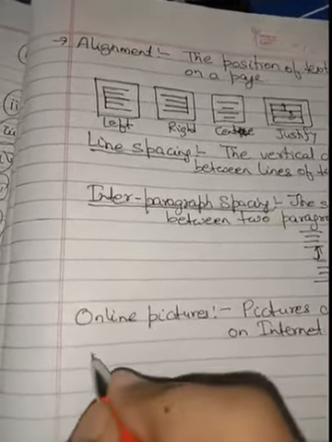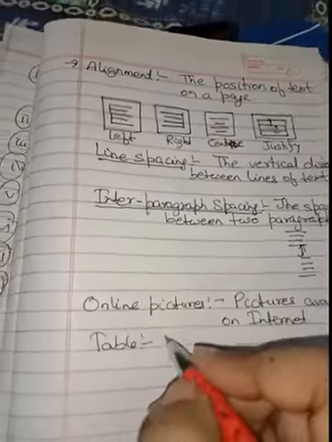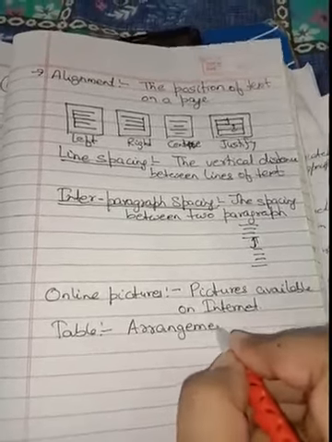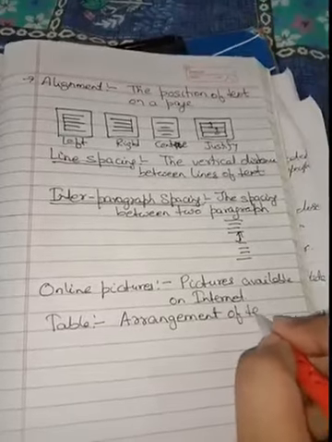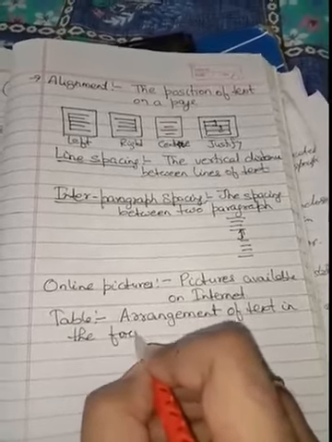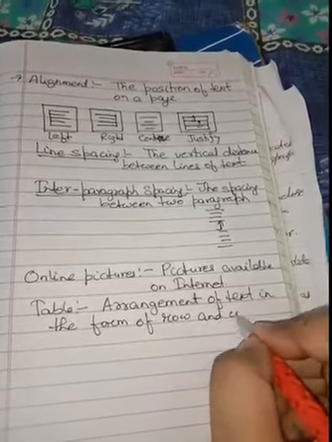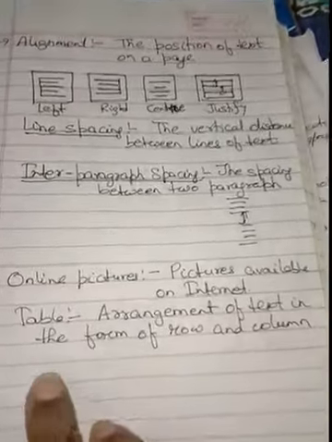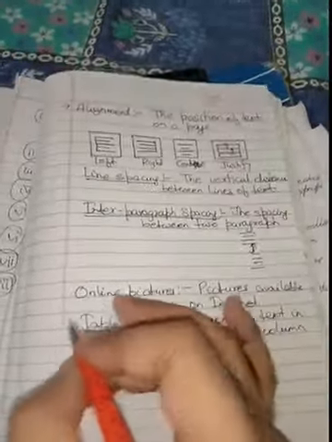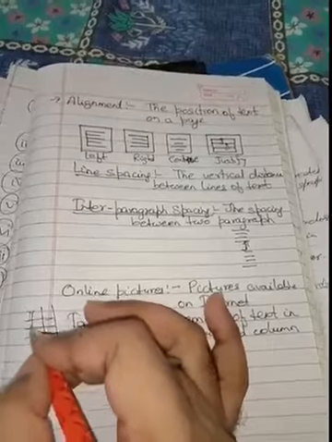Next we have discussed table. What is table? It is an arrangement of text in the form of rows and columns. We can also say the table is a combination of several cells. Now what are cells? This is the row, this is the column. The intersection of row and column is known as a cell.